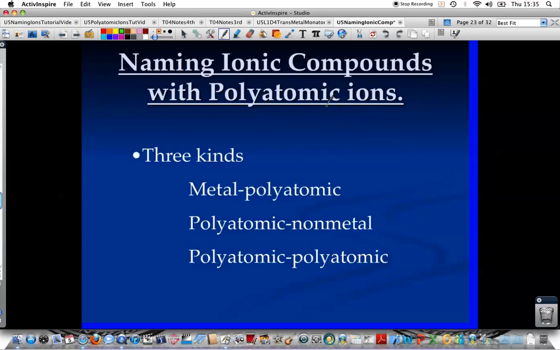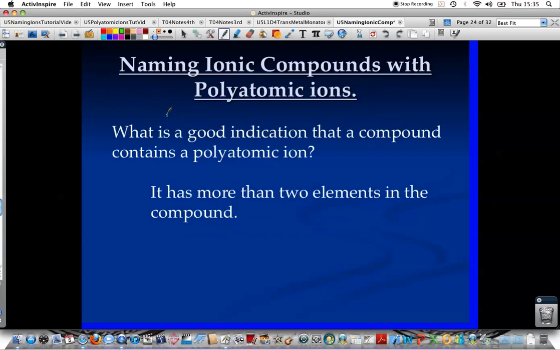All right, so ionic compounds with polyatomic ions. There are basically 3 kinds. You really don't need to know the kinds, but you can have a metal and a polyatomic ion. You can have a polyatomic ion and a nonmetal, and really the only positive polyatomic ion is going to be NH4. Or you can have a polyatomic ion and a polyatomic ion. So we're going to look at the 3 types.